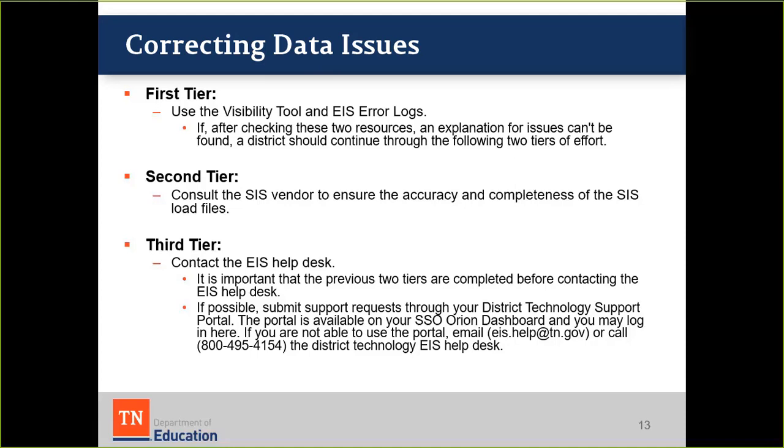If it's possible, submit support requests to the EIS Help Desk through your District Technology Support portal. If you have the single sign-on, that's what SSO means, Orion Dashboard, you can log in there. If you're not able to use the portal, the email address eis.help@tn.gov or the phone number listed there for the District Technology Help Desk, both of those will help you get to the right place.